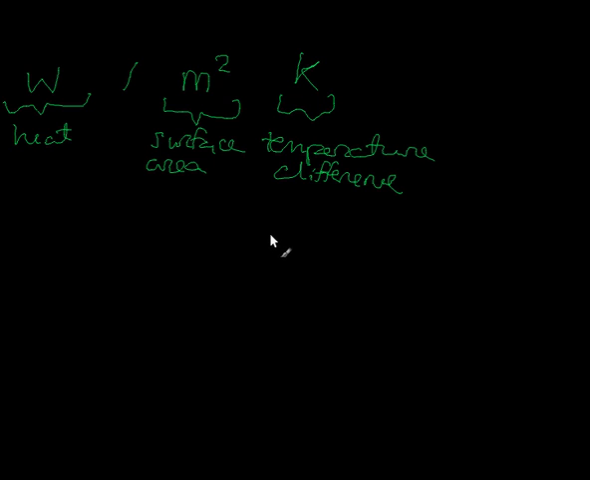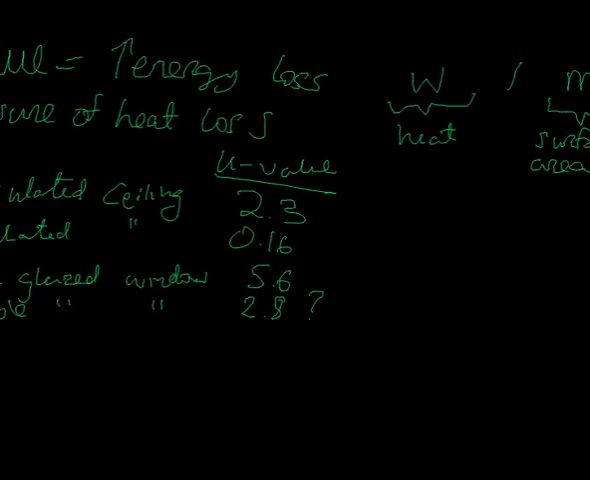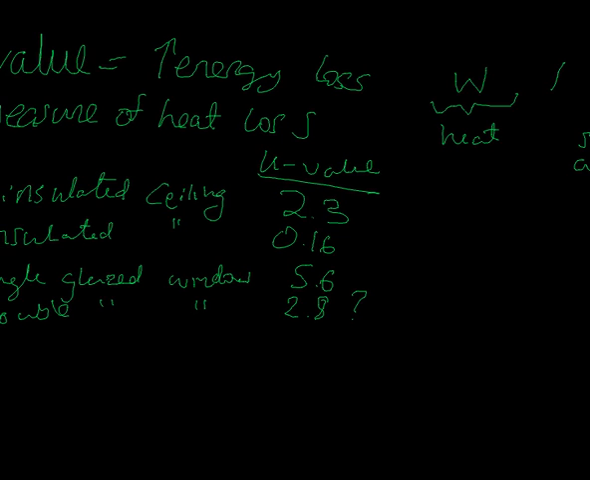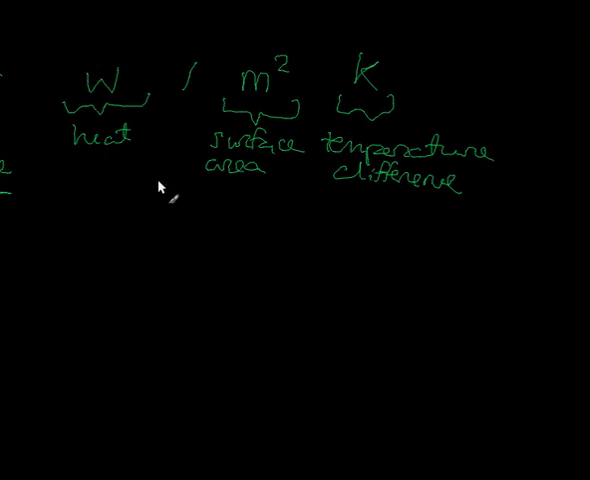And we know that heat travels from warm areas to cold areas. So let's take an example. Let's take a single glazed window, and we've seen that a single glazed window has a U-value of 5.6. So for every 1 meter squared of window and every 1 degree Celsius of temperature difference, we're going to lose about 5.6 watts, which is about the same as a mobile phone charger.